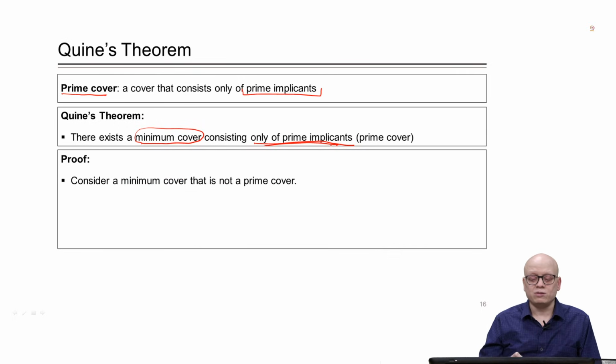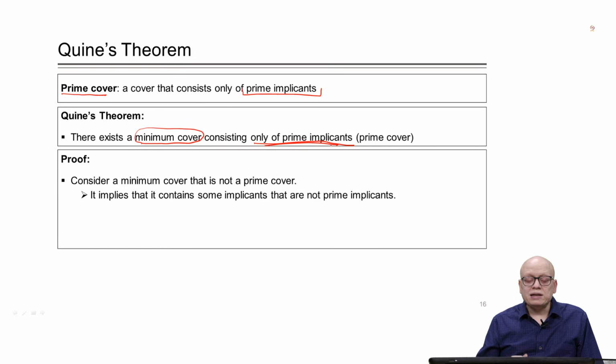Now, consider a minimum cover, and assume that it is not a prime cover. That is against Quine's theorem; we are saying that there is a minimum cover which is not a prime cover. Then it implies that it contains some implicant which is not a prime implicant, since it is not a prime cover that consists only of prime implicants.